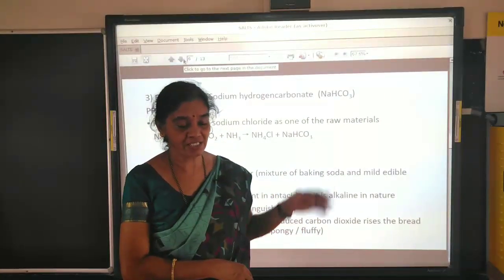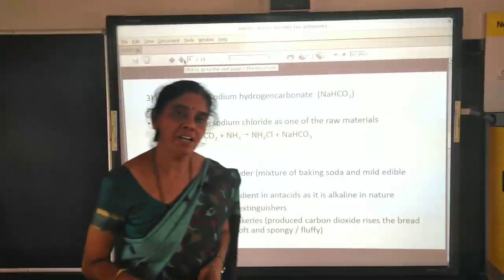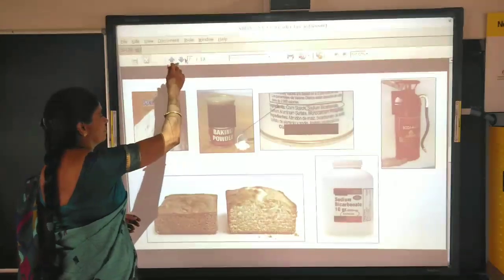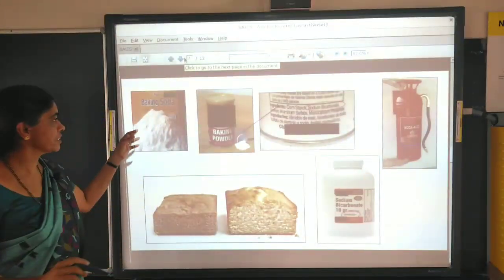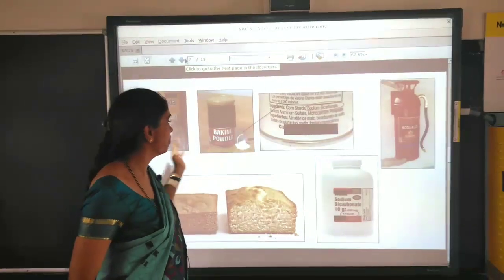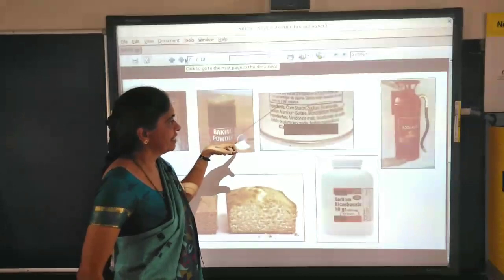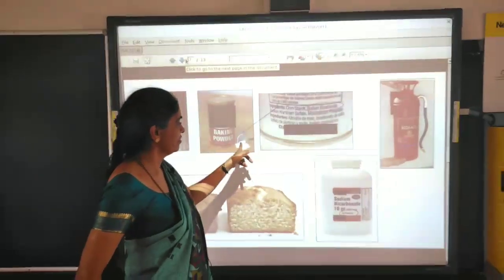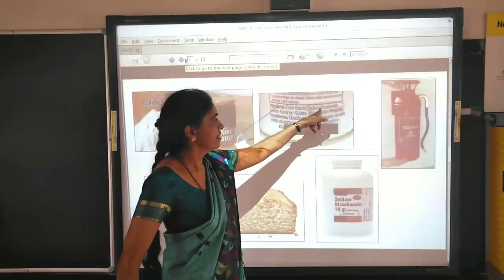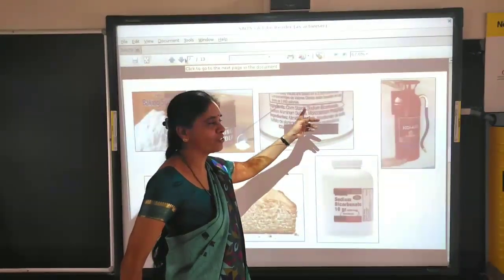Okay, so these are the important uses of sodium hydrogen carbonate or baking soda. You can see where they are using it. Can you see how it looks? Baking soda is also a salt, so it looks like a white powdered salt. In baking powder, you will get a mixture. The main thing is this one, sodium bicarbonate. Another name is sodium bicarbonate.